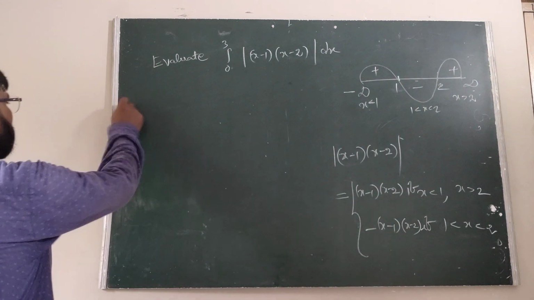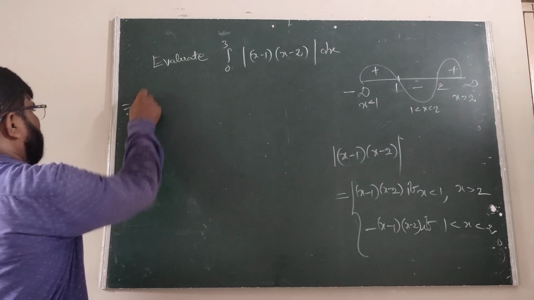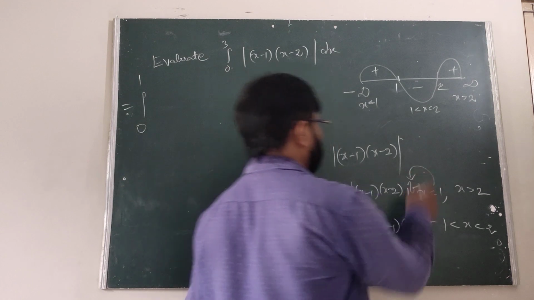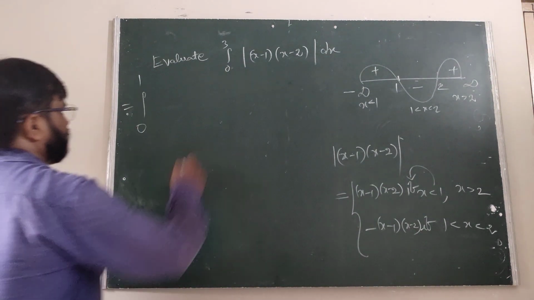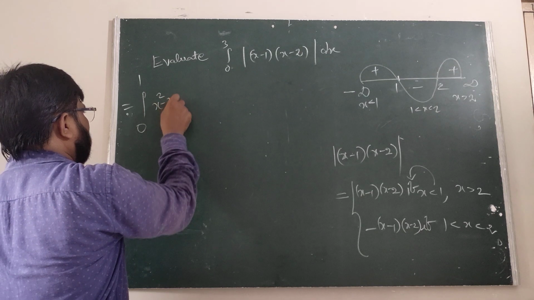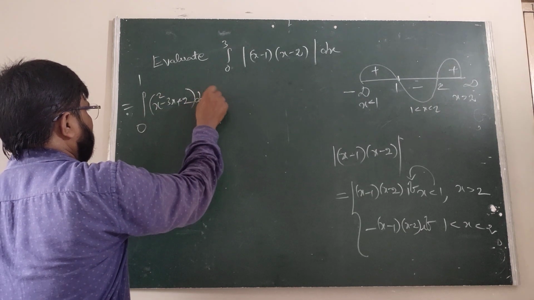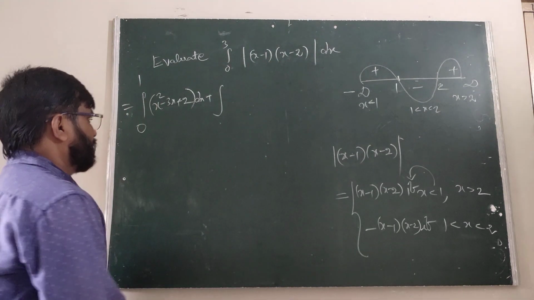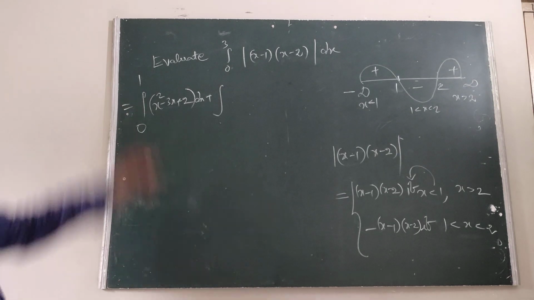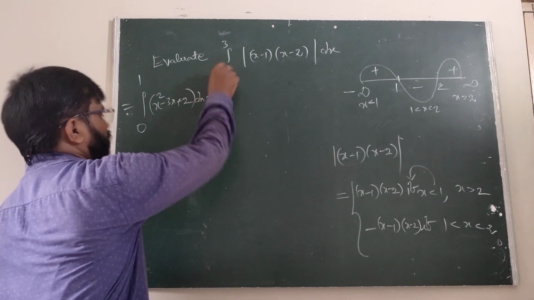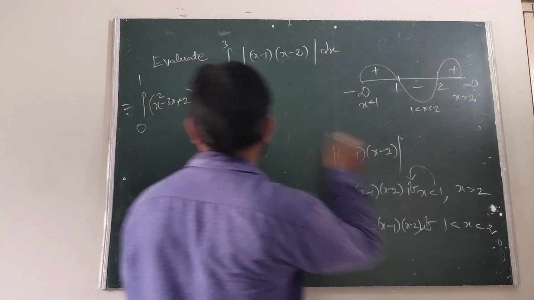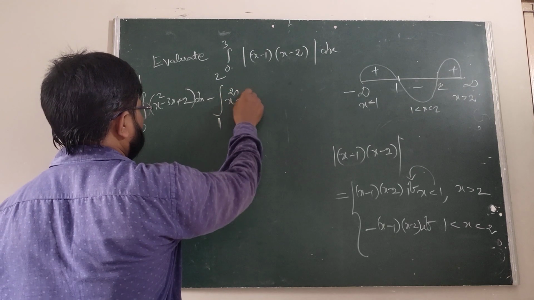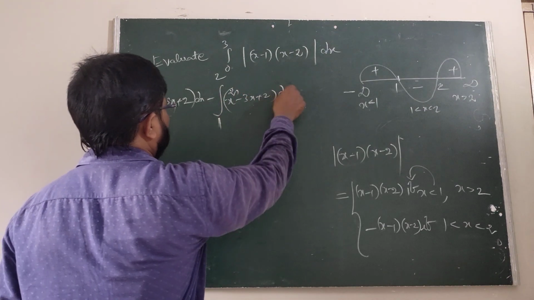Therefore, we can write the evaluation of the given integral. First of all, we have to take 0 to 1. All of you listen here. 0 to 1 means less than 1, so the modulus is plus. Its simplification is x square minus 3x plus 2, plus dx. So x into x is x square, minus x, minus 2x, minus 3x. After that, we are taking 1 to 2. What is between 1 and 2? It is negative. Then we are taking the minus of x square minus 3x plus 2 dx.